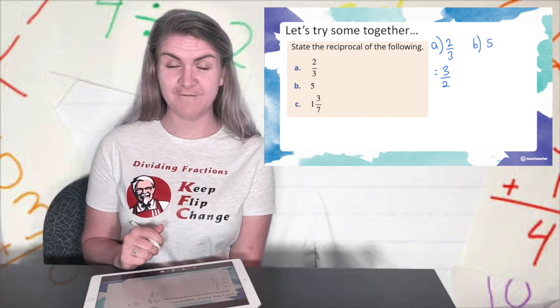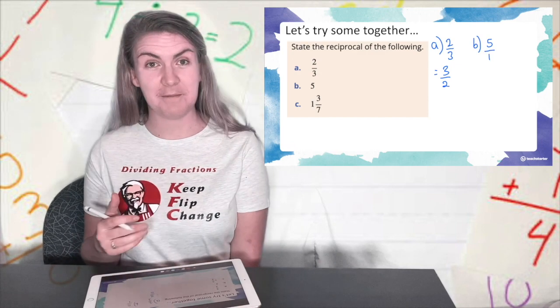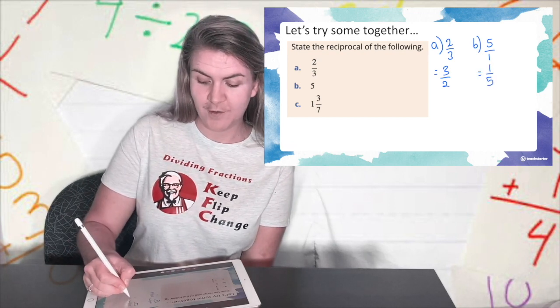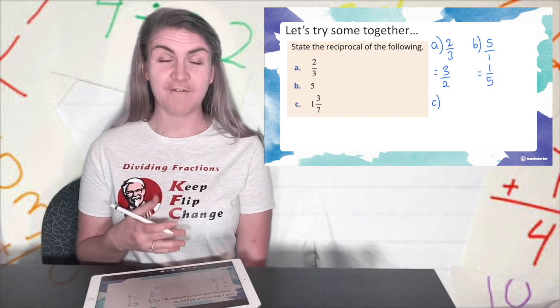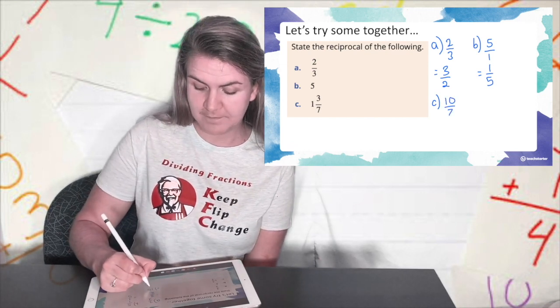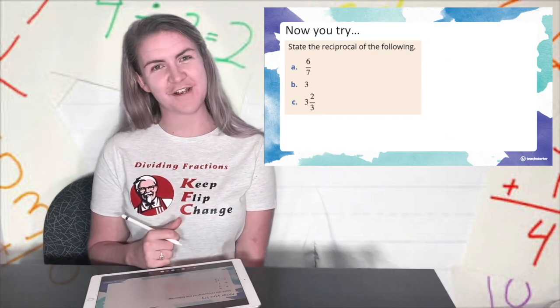B, we have 5, which is a whole number. And whole numbers are over 1 because they're not split up into any parts. Now we can find the reciprocal, which is 1/5. For C, we have a mixed fraction. We should convert it to an improper fraction of 10/7. Now we can find the reciprocal of 7/10. You try some.